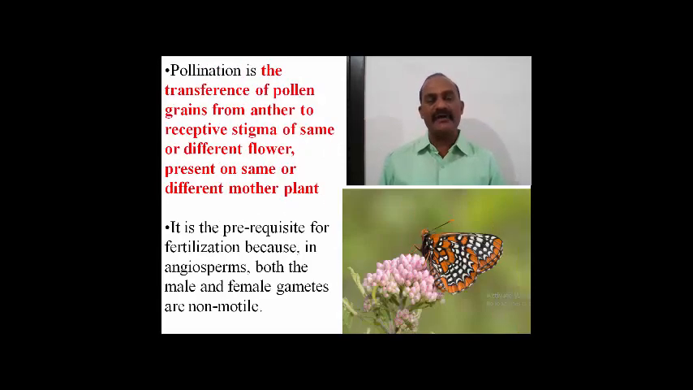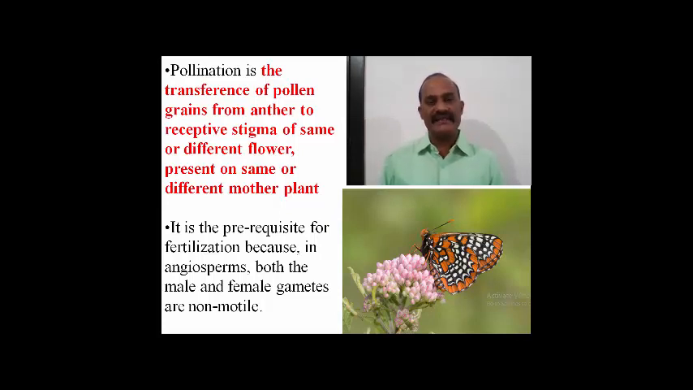Now basically, what is pollination? Pollination is the transference of pollen grain from anther to the receptive stigma of gynoecium of the same flower or a different flower, present on the same mother plant or a different mother plant. The process is called pollination. It is a multifactual definition. You will understand it once again. Pollination is the transference of pollen grain from anther to the receptive stigma of gynoecium of the same or different flower present on the same or different mother plant. The process is called pollination.